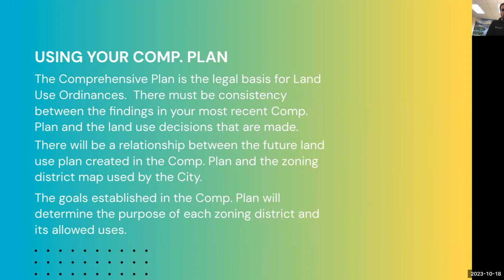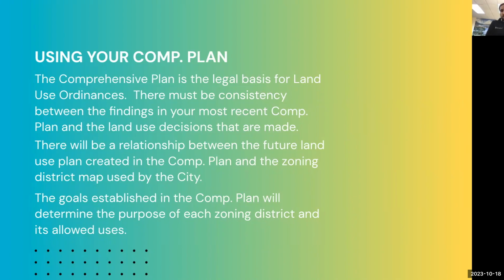And then there will be a relationship between the future land use plan created in the comp plan and your zoning district map used by the city. So you'll see a reflection of the comp plan, the public input. Part of your comp plan should include a future land use map or plan, and then your zoning map that your city uses to, again, guide development and guide your land use decisions.